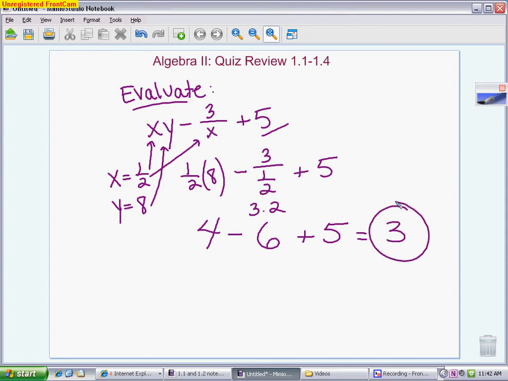What I'm looking for on the quiz is that you show your work, what you plugged in, and then you have the correct final answer.